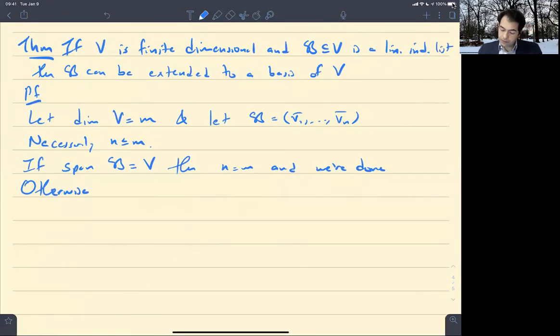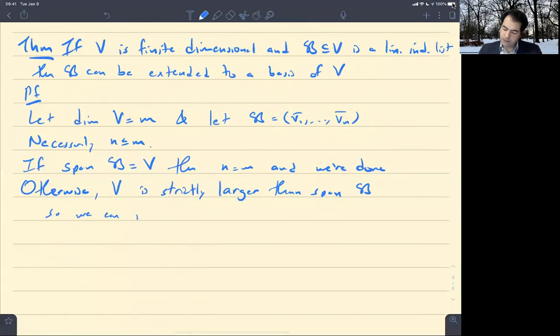Otherwise, V is strictly larger than the span of B. So we can pick Vn plus 1 inside V minus the span of B, and add it to B.